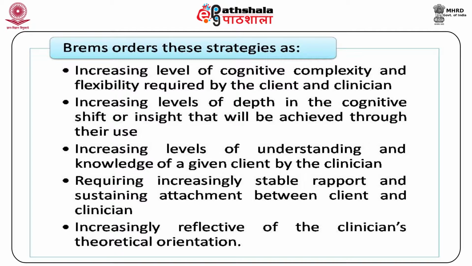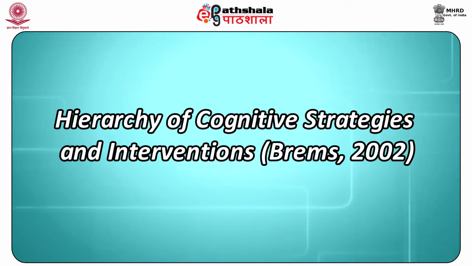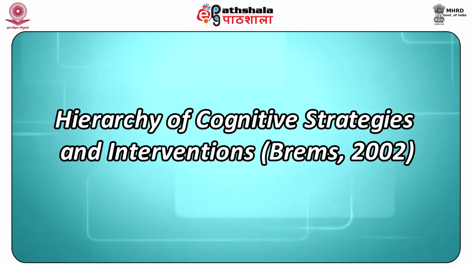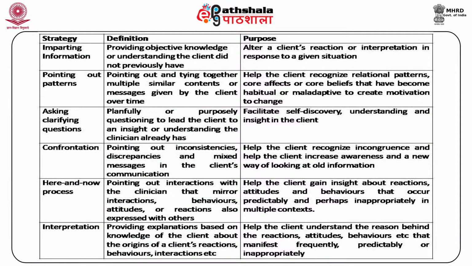Also, it is done on the factor of increasing levels of understanding and knowledge of a given client by the clinician. It also requires increasingly stable rapport and sustaining attachment between the client and the clinician. Also, this hierarchy includes increasingly reflecting the clinician's theoretical orientation. Let us understand the hierarchy of cognitive strategies and interventions given by Brehm, which is highlighted in the table below. The first column gives the strategy, the second column gives the definition of the strategy, and the third the purpose of the strategy. These strategies will be discussed in detail later on.